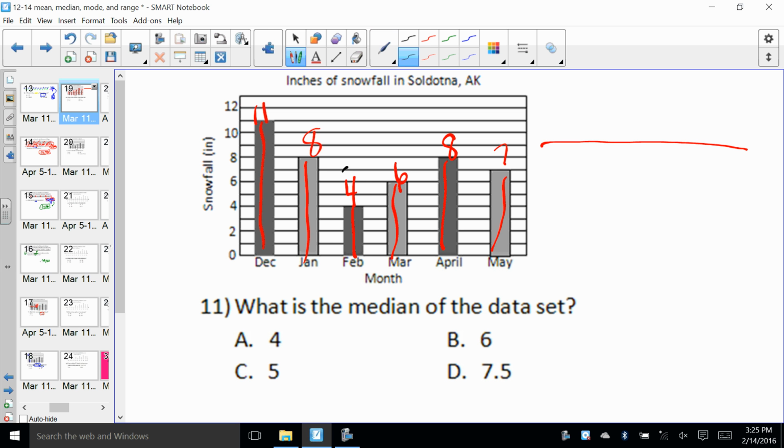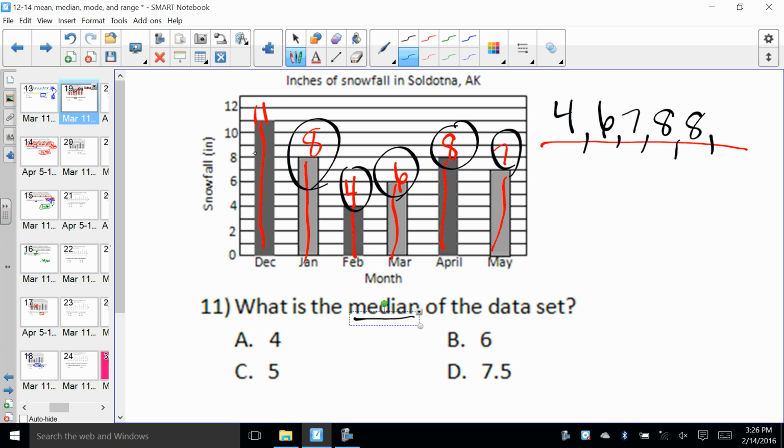So the smallest number is 4. And then we have 6. Help me out here. So least to greatest, we have 4, 6. Everybody should be writing these down. Least to greatest. And then we have a 7. Looking for the median or the middle number here. Then we have an 8. We have another 8. And finally, we have 11. That's our order from least to greatest, looking for the middle number known as the median.